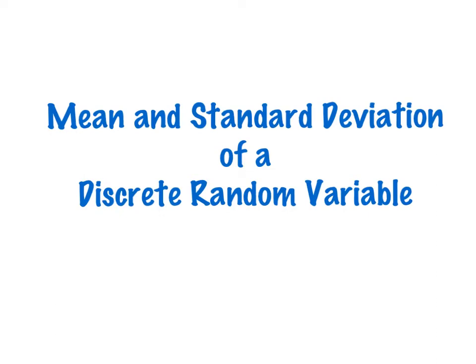This video is a follow-up to the first one regarding the probability distribution of a discrete random variable. In this video, we will take a look at how to find the mean, otherwise known as the expected value, and the standard deviation of a discrete random variable.